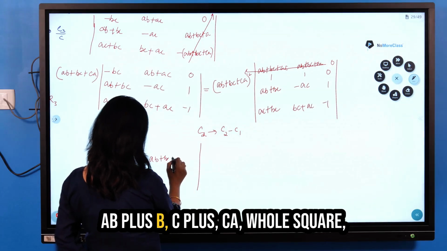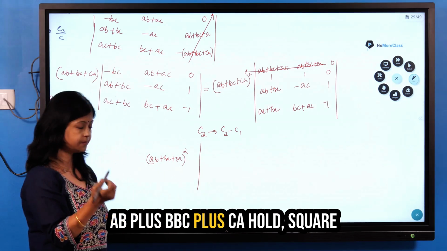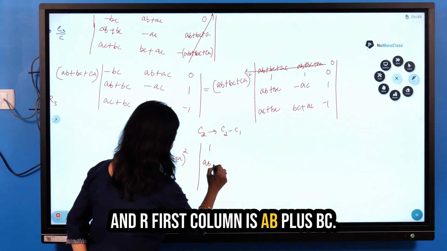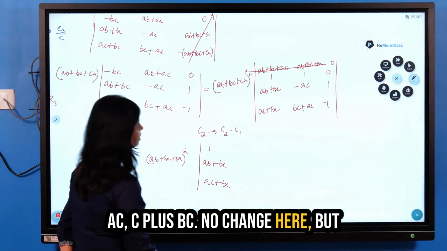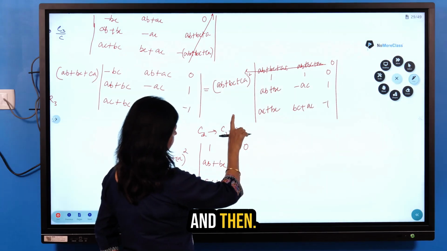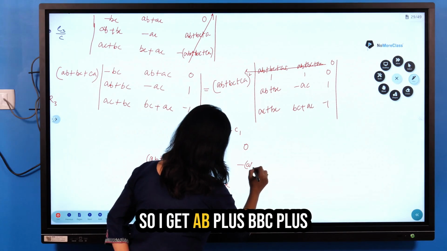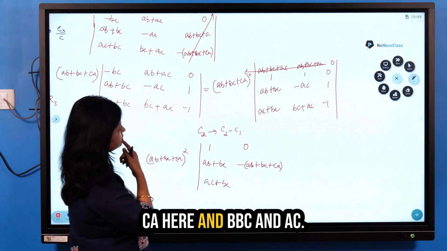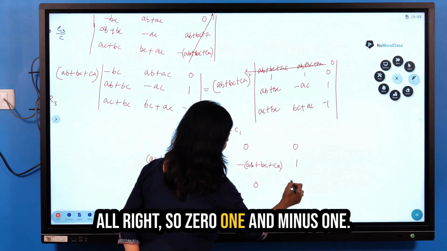AB plus BC plus CA whole square. AB plus BC plus CA whole square. And our first column is AB plus BC, no change here. AC plus BC, no change here. But the second one, 1 minus 0. And then AB plus BC. So I get AB plus BC plus CA here. And BC and AC, 0 here. All right. So 0, 1, and minus 1.